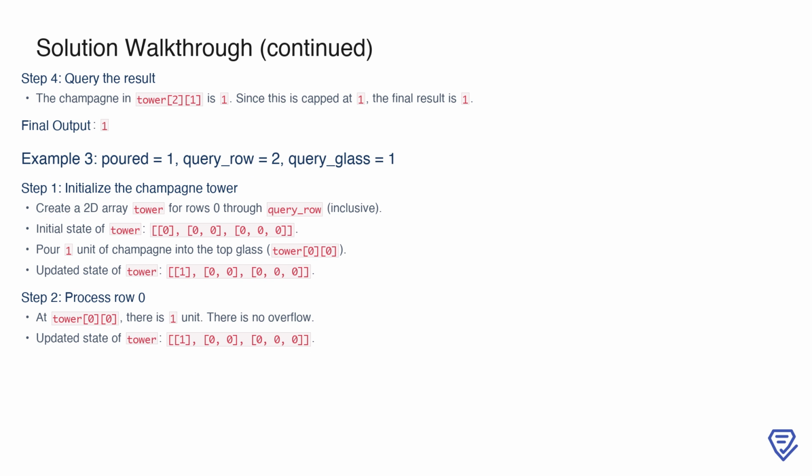Finally, we query the amount of champagne in tower 2, 1. This glass contains exactly 1 unit of champagne, which is the maximum it can hold. Hence, the result for this query is 1.